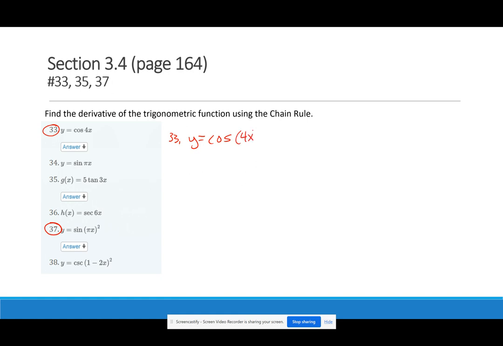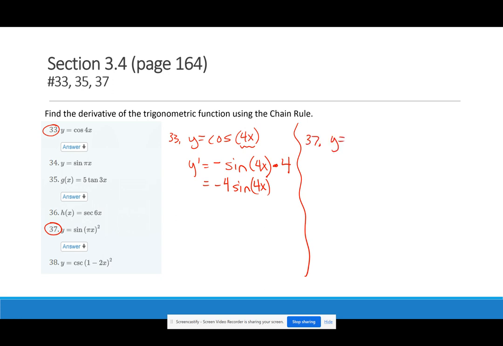All right, so on 33, we're trying to do the derivative of y equals cosine of 4x. That 4x is the input to the cosine function. So you'd multiply by 4 first, then take the cosine. So when you use the chain rule, you take the derivative of the outside function. Derivative of cosine would be negative sine, and it would be of 4x still. But then you multiply by the derivative of the inside function, which is 4, and then you just clean it up. Negative 4 sine of 4x. Okay?